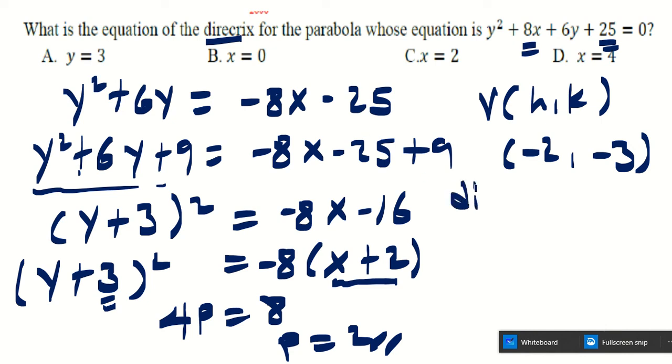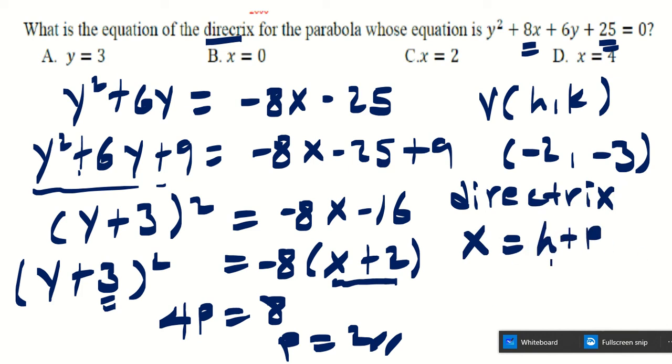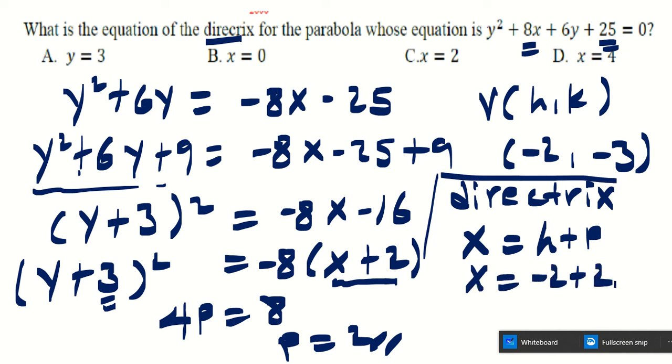parabola, the directrix will be x. X is equal to what? X is equal to h plus p or h minus p, depending on the parabola. If the parabola opens to the right, it will be h minus p. If it opens left, it will be h plus p. This parabola opens left because of the negative, as you see here. Therefore, h plus p will be the directrix. So x is equal to, the h value is negative 2 plus 2, which is 0. X is equal to 0, which means the y-axis. So the answer is found in B.